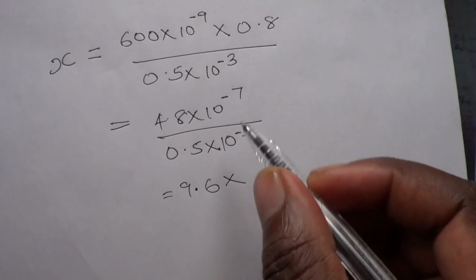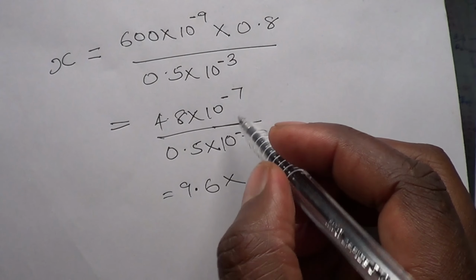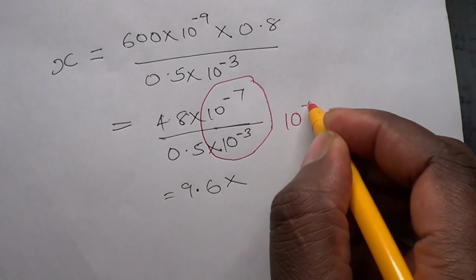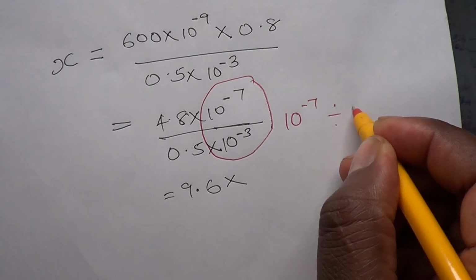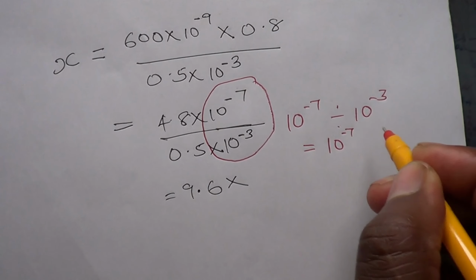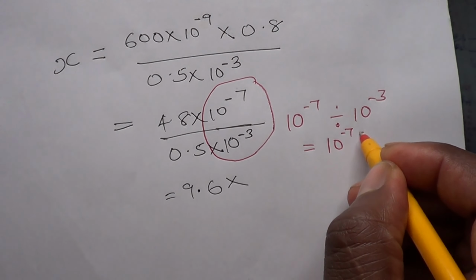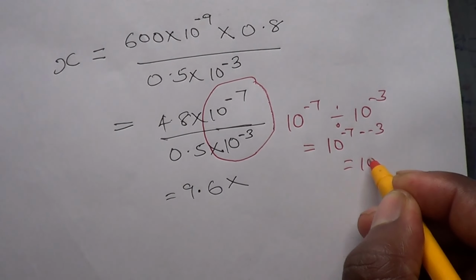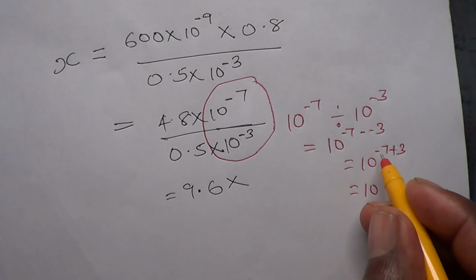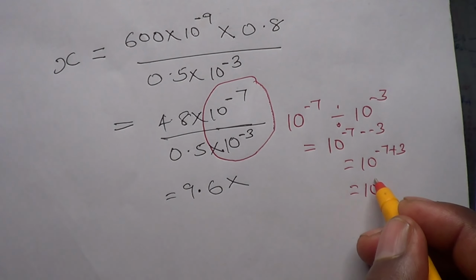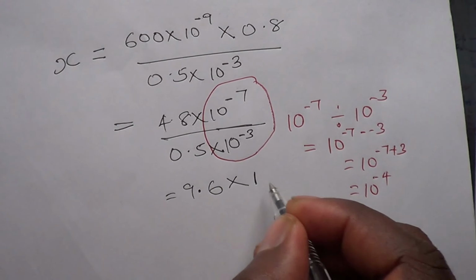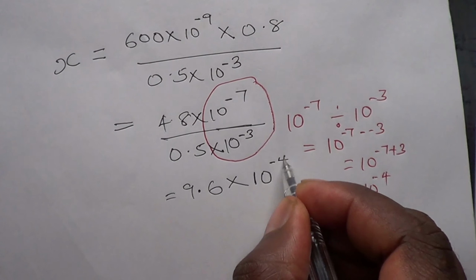9.6. Because of this division here, I need to show you how to simplify this one. That is 10 power negative 7 divided by 10 power negative 3. This is now the same as 10 power negative 7, because of the indices. When we have division, we subtract, which is going to be 10 power negative 7 plus 3, and we get negative 4. So here we multiply by 10 power negative 4.